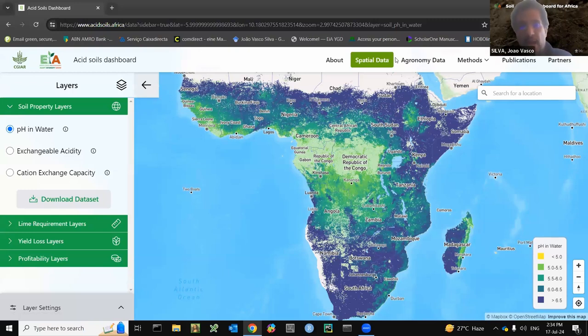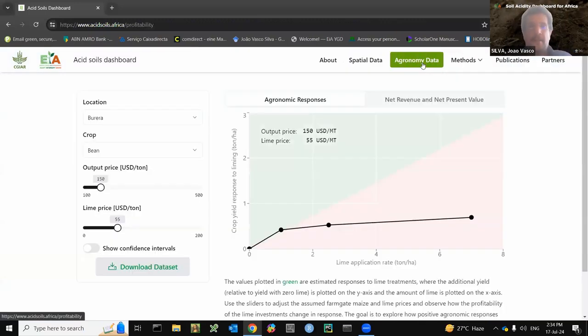Now, just briefly, I will move to the agronomy data. That's the other tab that you can see on top of the website here. Essentially what this does is summarize the yield response to lime for about 150 trials that we conducted in about 8 sites in East Africa. So we have 2 sites in Ethiopia, 2 sites in Tanzania, and 3 sites in Rwanda.